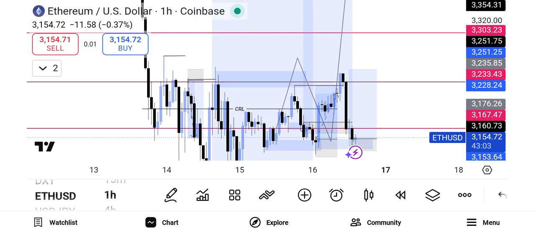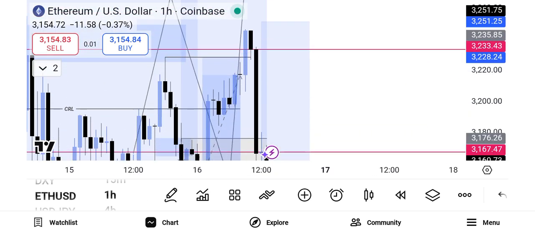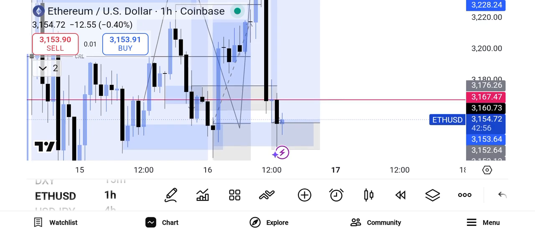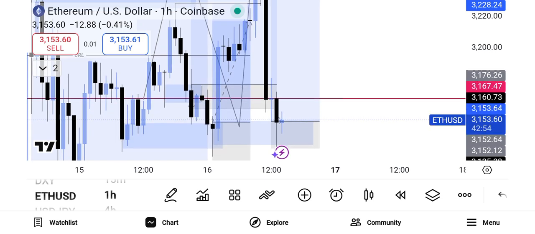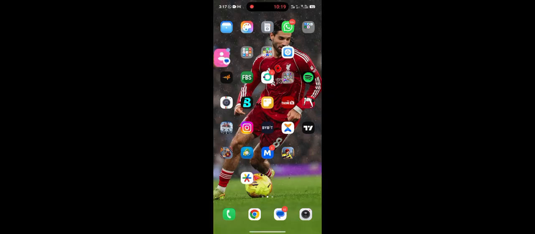I'll show you guys how I executed all these trades. This trade currently, this one I just took right now, I'll show you on my MT5 how I executed this trade. Let's go right to my MT5. Let me show you guys. As you can see on my MT5, I've executed this trade and we are in profit.